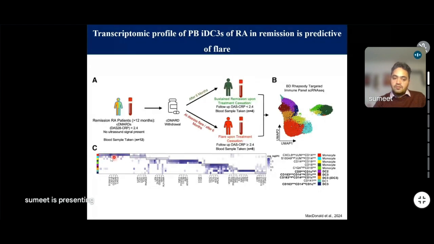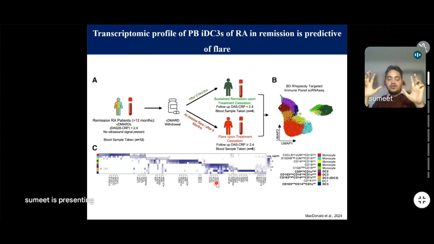This heat map here just shows you different populations of monocytes. You have this population here in red color, which are monocytes. You have this purple color, which is DC2, and yellow color, DC3. And these are the genes which are the markers for those different cell types.